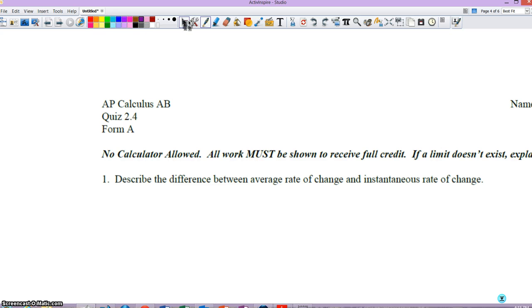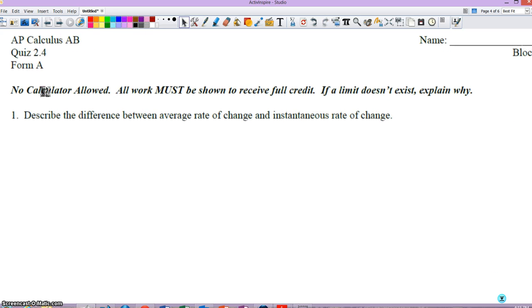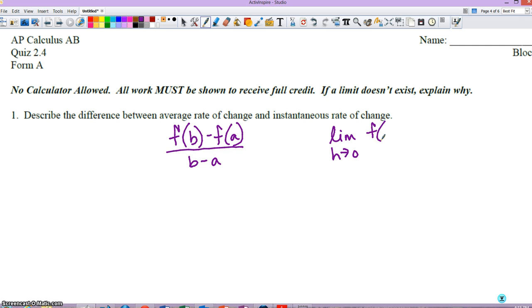And now we're on to the other quiz, 2-4. Describe the difference between the average rate of change and the instantaneous rate of change. Average rate of change is f of b minus f of a over b minus a, and the instantaneous rate of change is the limit as h approaches 0 of f of x plus h minus f of x over h.